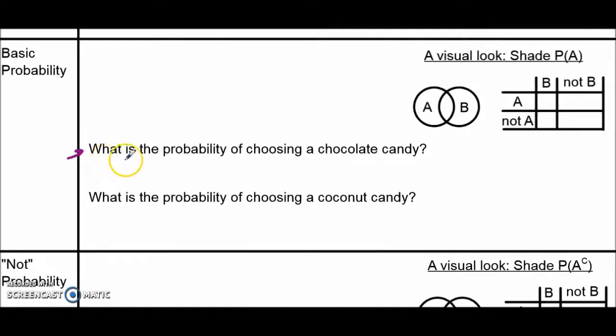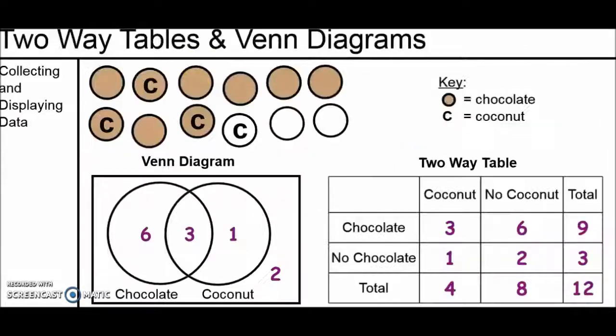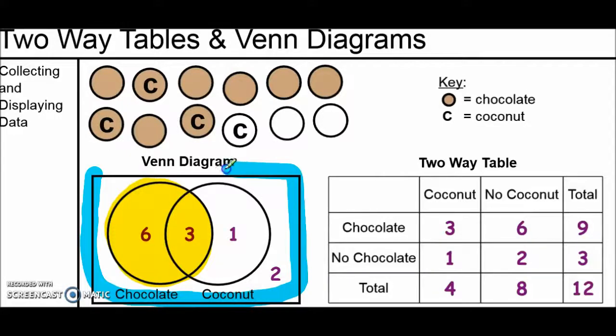Here, what is the probability of choosing a chocolate candy? Let's go back up to our Venn diagram and to a table to help us figure that out. Now, every probability starts off as a ratio or a fraction. In this case, we're going to look at the number of chocolate candies over the total number of candies. So look at the Venn diagram first. Within the chocolate circle, we can tell that there are 6 plus 3, or 9 chocolate candies, out of a total 6 plus 3 plus 1 plus 2, that's 12 candies total. So that's 9 out of 12.